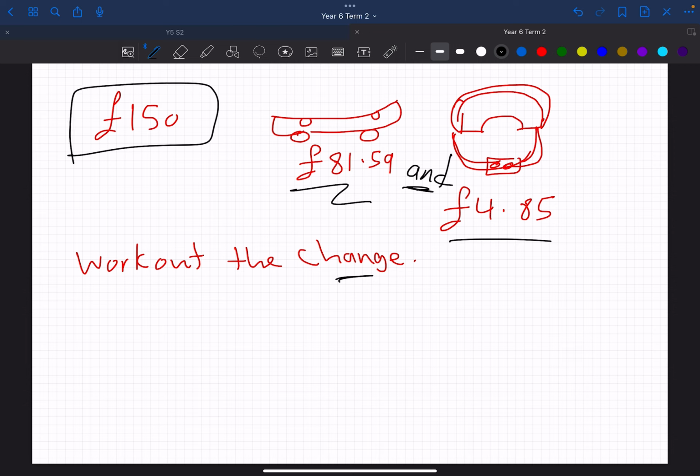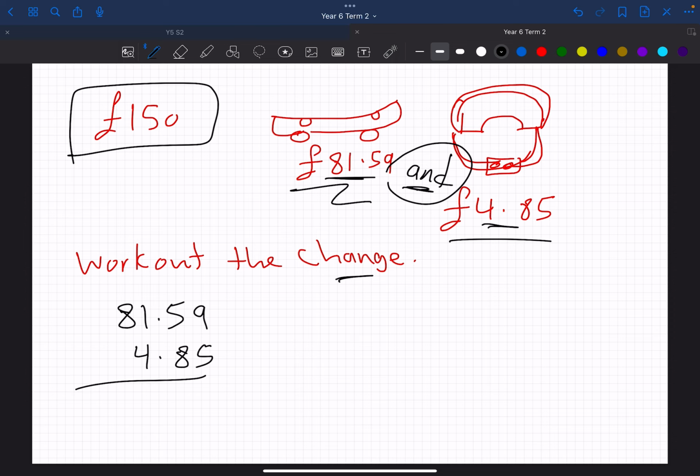And I have a total. My total of money is 150 pounds. So since "and" was mentioned before "change", I would have to add first. So you need to take these two numbers and add them together. 81.59. I will not write the symbols for now. After I add, I can write the symbols, which is pounds.